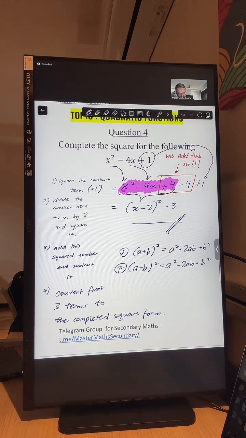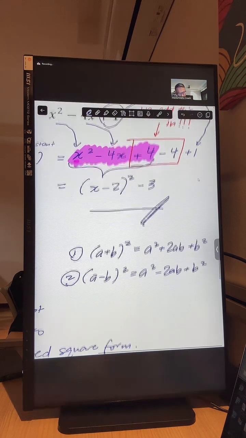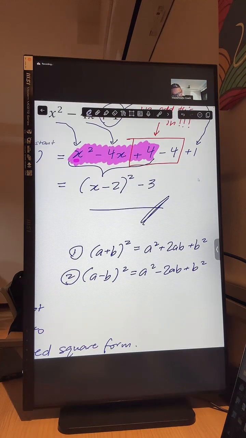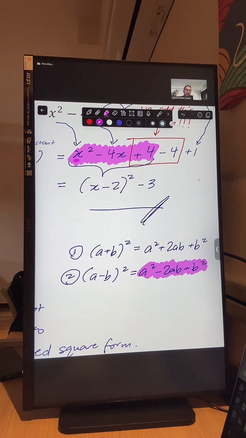So in this case here, you see this thing over here that I've highlighted in pink is the same as this thing over here, a square minus 2ab plus b square. And this thing that I'm highlighting in blue is the same thing as what you see over here.